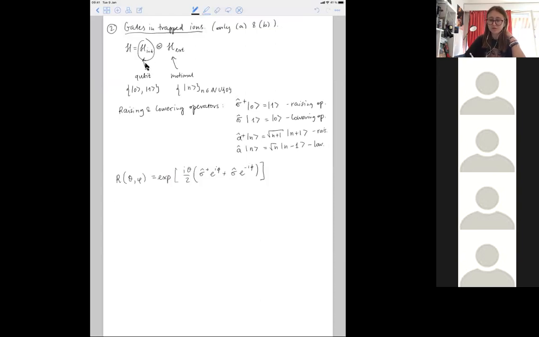We need to write it out in the matrix form. So for this, we need to write the raising and lowering operators in matrix form in the 0-1 basis. We can write them the following way. The lowering operator would just be 0-1, and the raising operator 1-0.